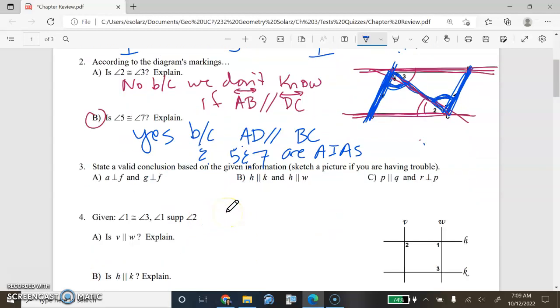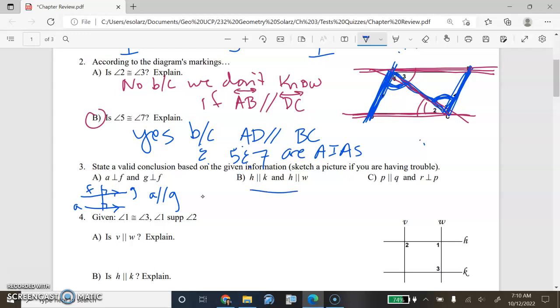All right, next, number 3, state a valid conclusion based on the given information. Sketch a picture if you're having trouble. That's strongly recommended. So we've got A is perpendicular to F. So we'll draw it like this, AF. And G is also perpendicular to F. So G would have to go like that. So if we know those two things, we could conclude that A and G are parallel to each other. Okay, so we want to make a conclusion, either a third pair is perpendicular or parallel or something like that. So we're given two pieces of information, we want to make a third conclusion.